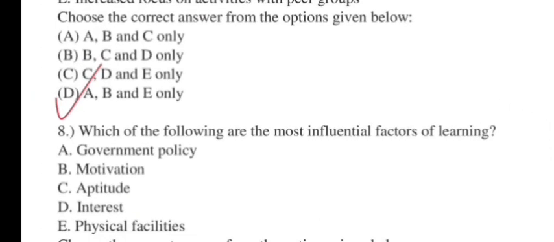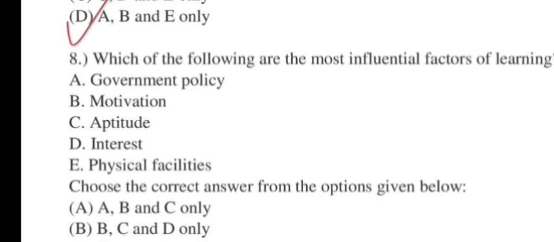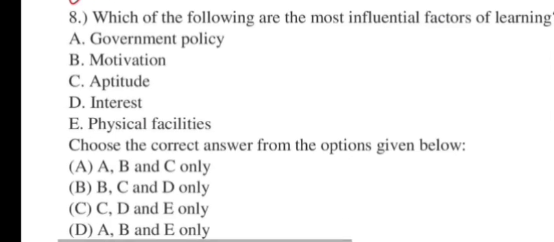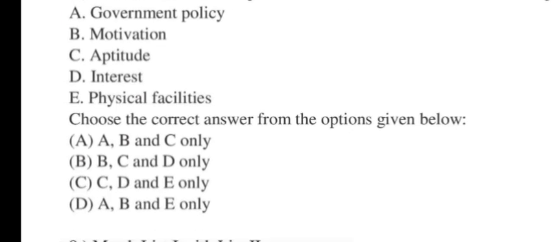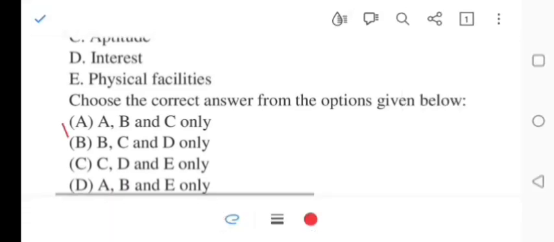Number 8 says, which of the following are the most influential factors of learning? Government policy, motivation, aptitude, interest, physical facilities. A, B, C, D, E. Now choose the correct answer from the options given below. It will be option B, that is B, C, and D only.